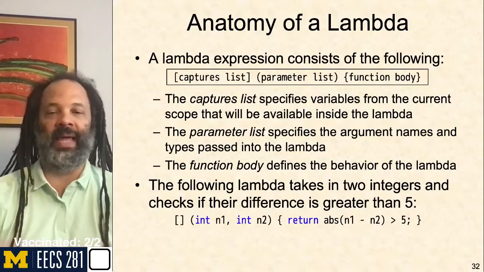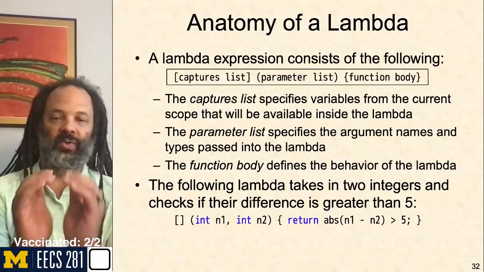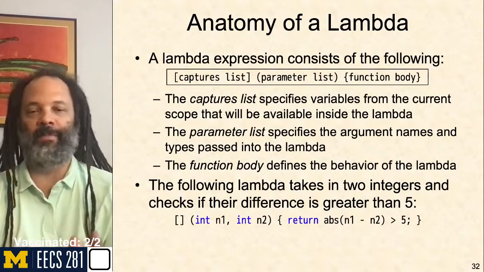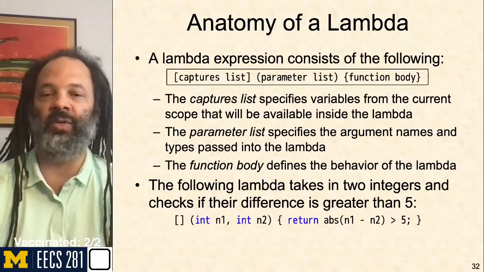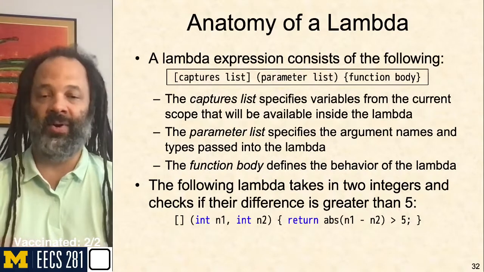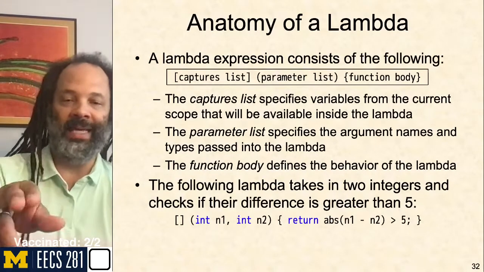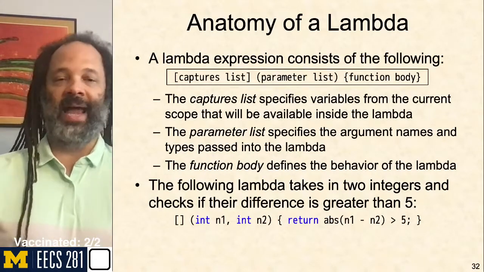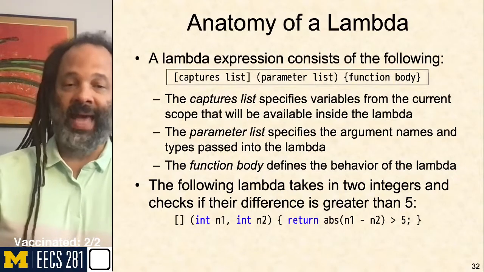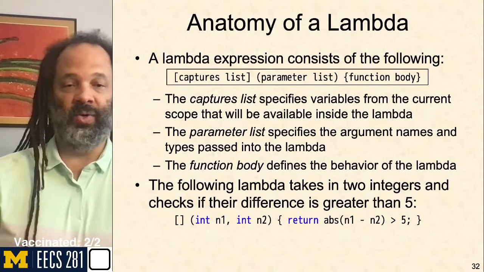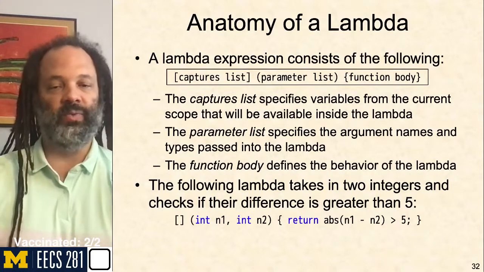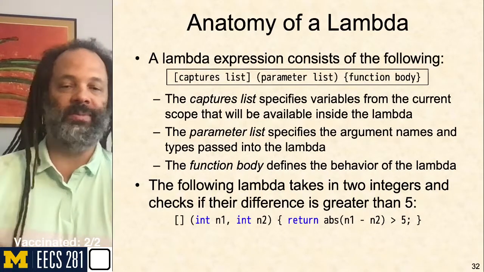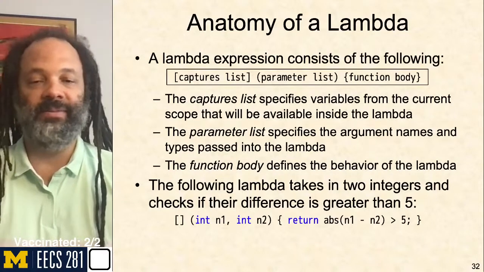This is an example of a lambda with no capture. So I've got those two square brackets and they're empty. So I'm not bringing in anything from outside this function. The only thing available inside the function will be the things passed in the parameter list. And that's int n1 and int n2. Inside of the function body, we see that we're taking the absolute value of n1 minus n2 to see if they're farther than 5 apart. So this returns the absolute value of n1 minus n2. Is that greater than 5?